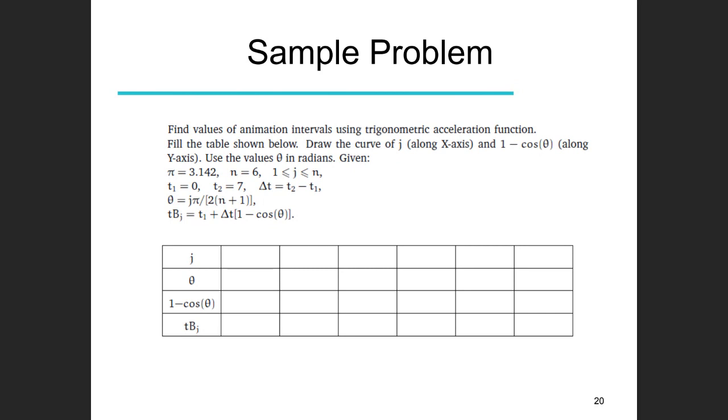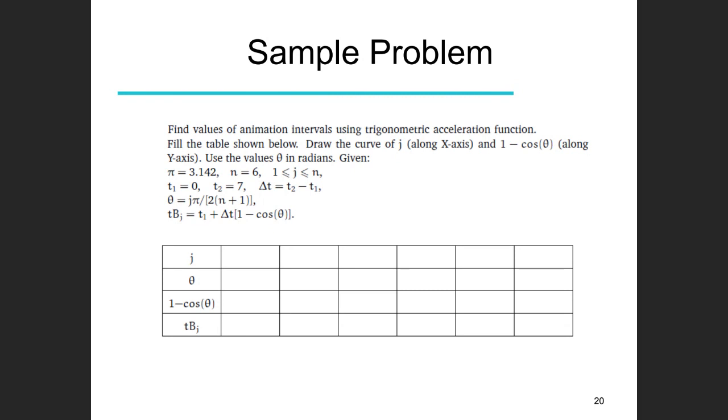We have an index j, which is going to be changed between 1 and n inclusive. The value for t1 is given as 0. The value for t2 is given as 7. The equation for delta t is t2 minus t1. The equation for theta is given as j pi divided by 2n plus 1.